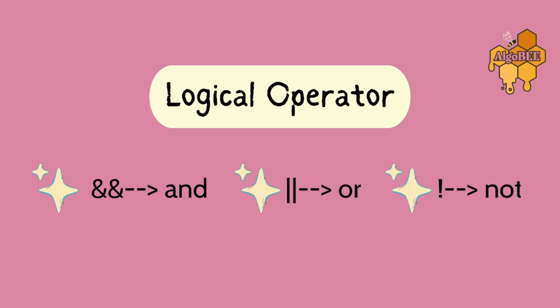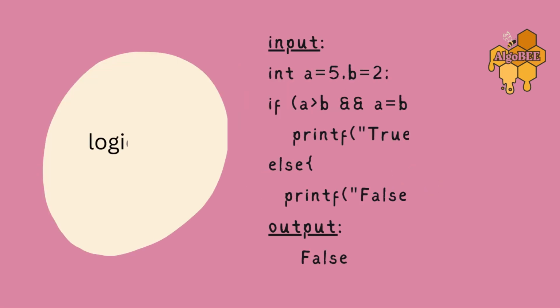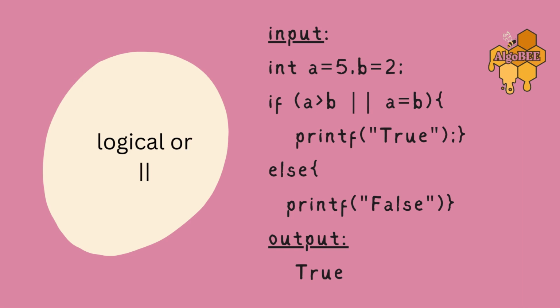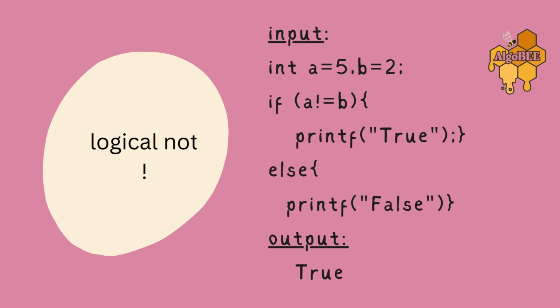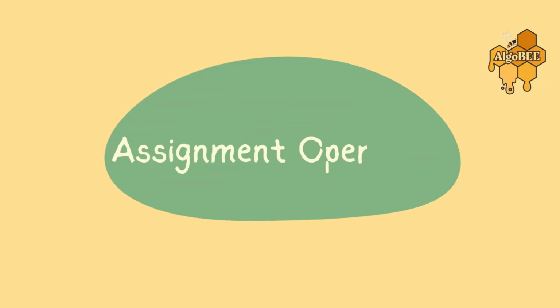Now, logical operators. We need to understand this topic carefully. Here is logical AND, logical OR, and logical NOT. In logical AND, if both conditions are true, then it will proceed for further execution. Now, in logical OR, if one of the conditions is true, the further process will be continued. And now logical NOT. It basically inverts the condition.